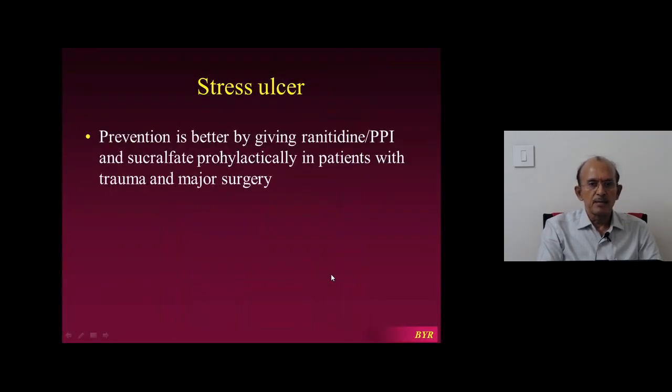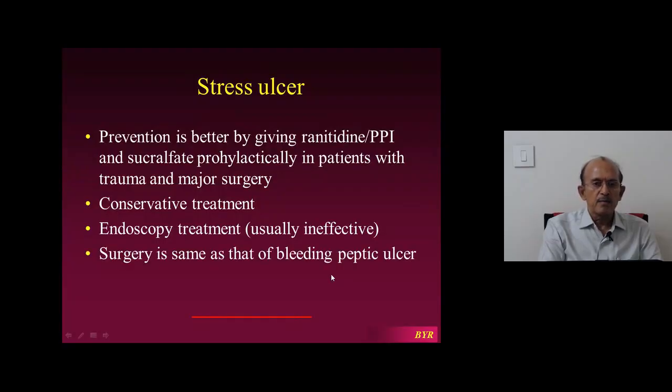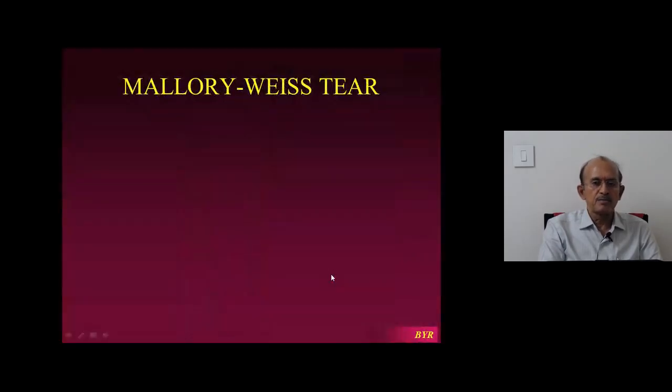Stress ulcers, already we discussed. Stress ulcers can be prevented by giving proton pump inhibitors, ranitidine, and sucralfate prophylactically in patients with major trauma and major surgery. Conservative treatment is usually successful with proton pump inhibitors and rest to the patient. If not successful, then you go for endoscopy. Then surgery: do gastrotomy or duodenotomy and then underrun the bleeding ulcers.